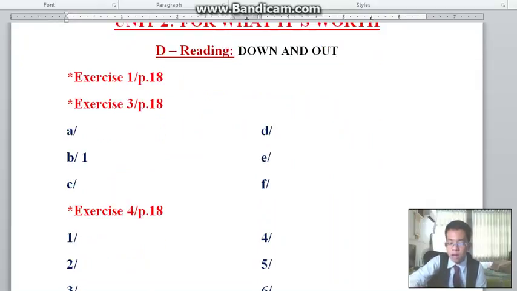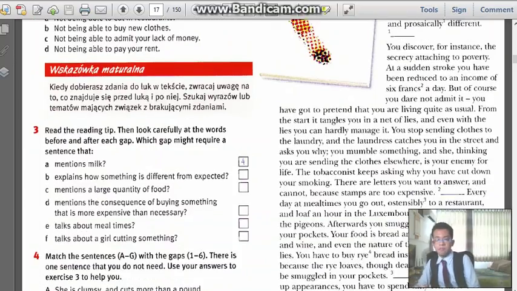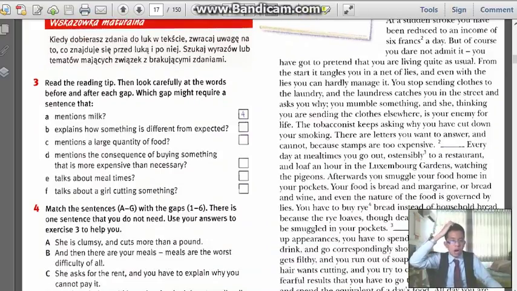So we had a 4 already, so now let's go to the letter C. Letter C mentions a large quantity of food. Underline the phrase large quantity of food. Okay, so let's go to it. We already had 1. Then we go to number 2.